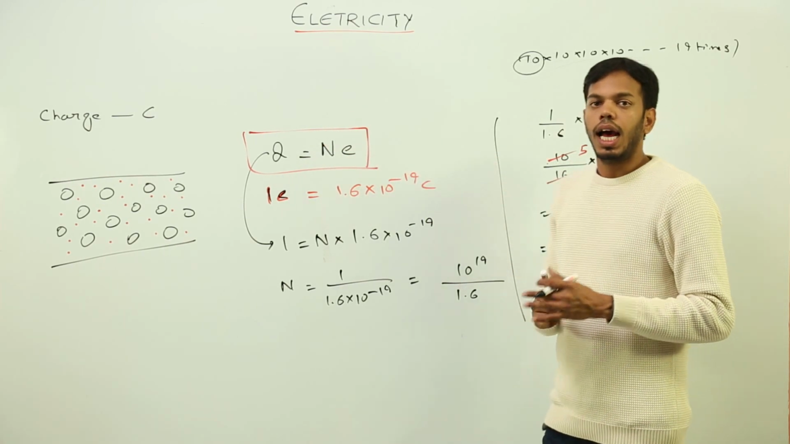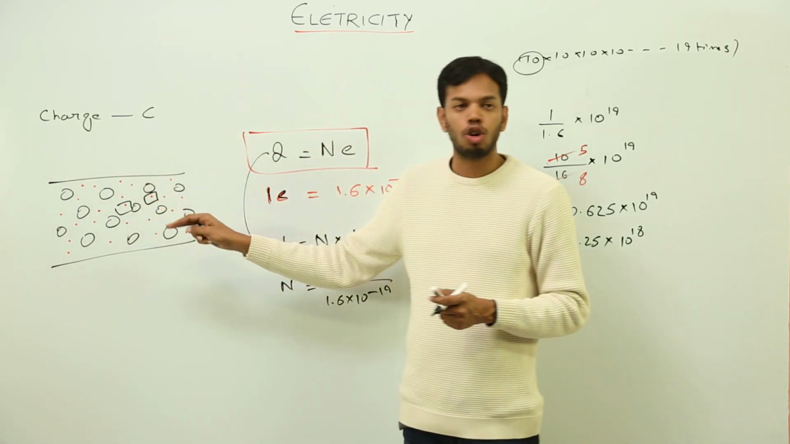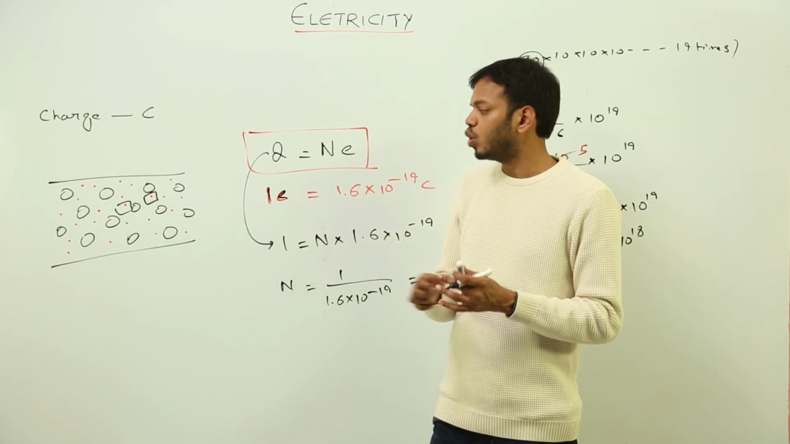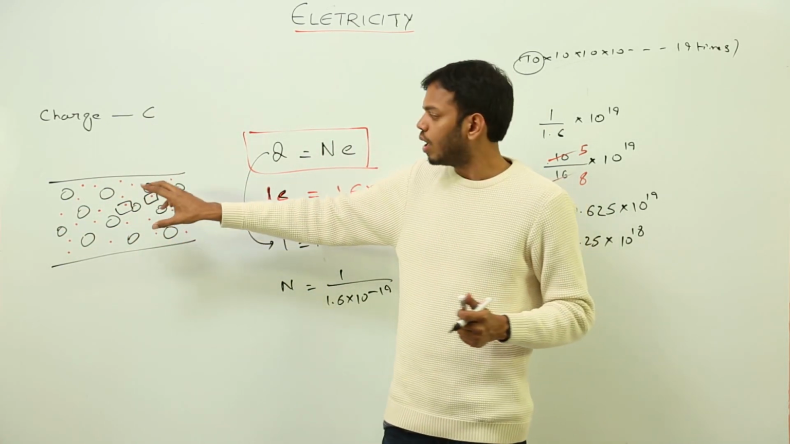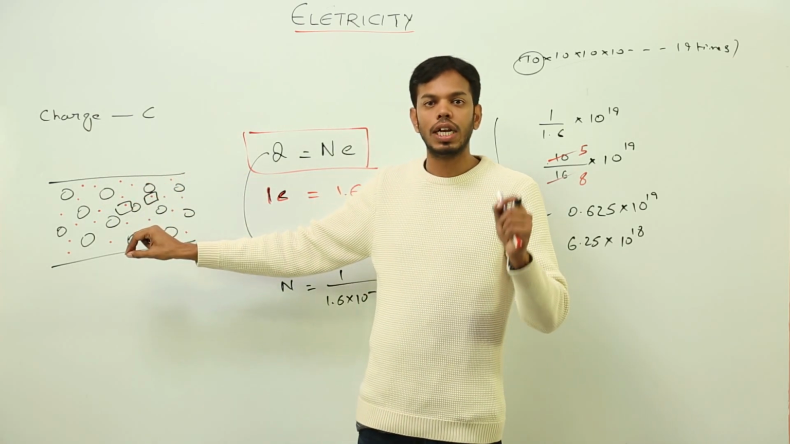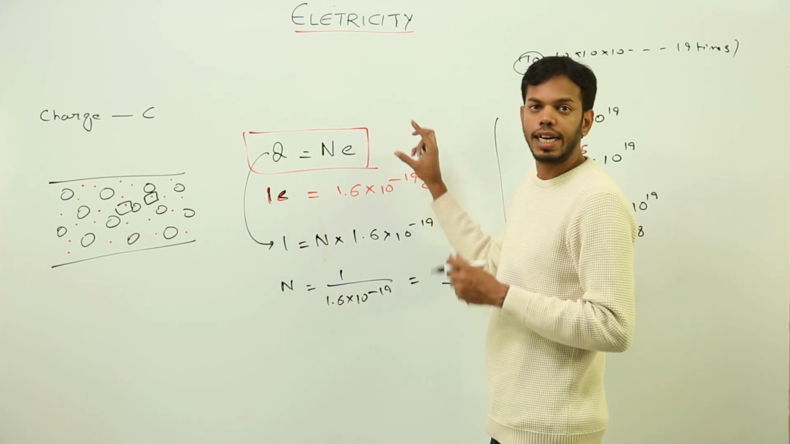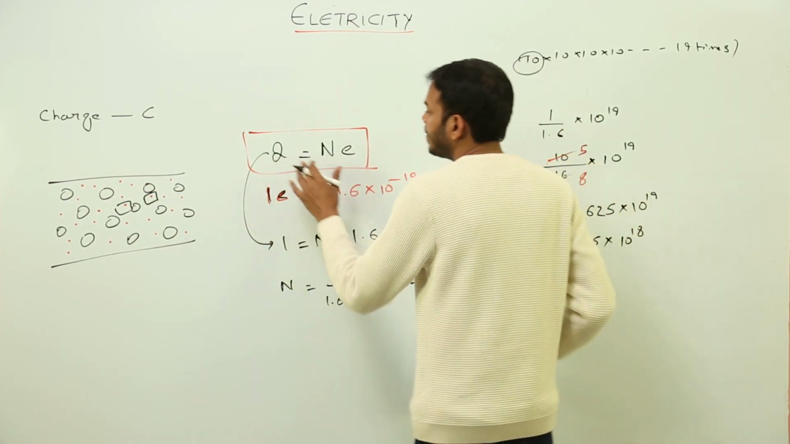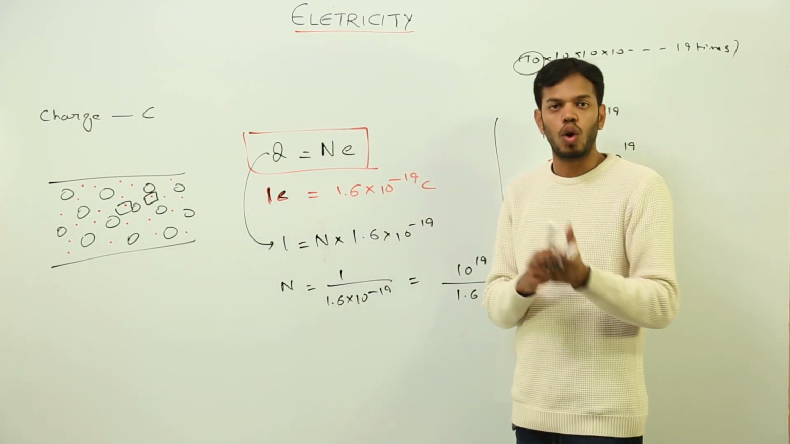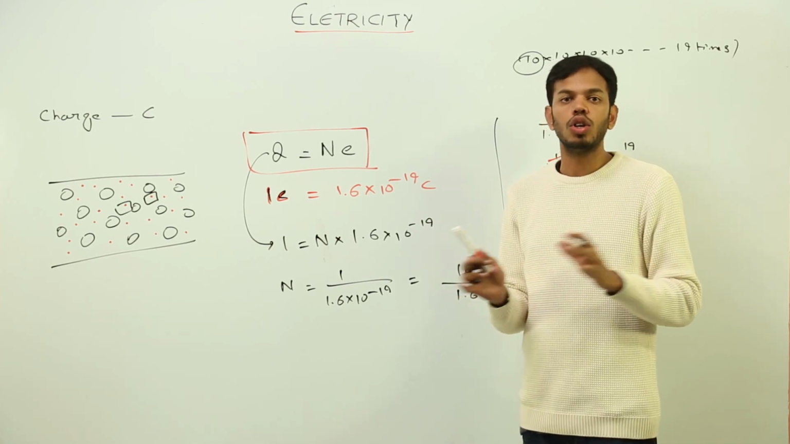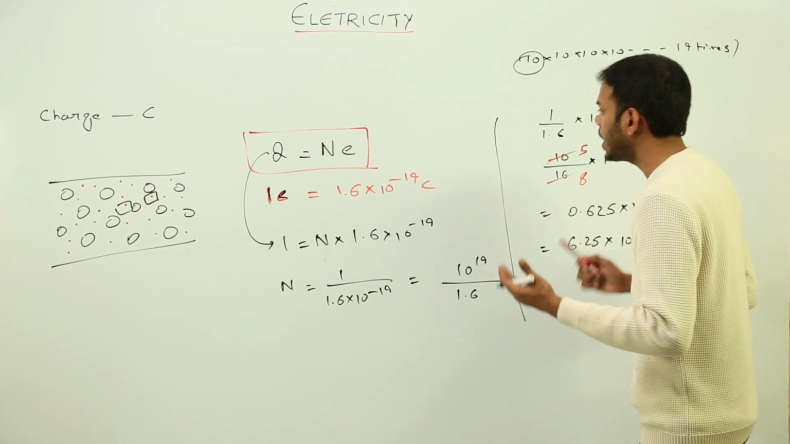Integral multiple means I cannot break this electron and take half of an electron. So the total charge accumulated in any conductor will always be some integer number times the charge on each electron. That is how total charge is made. So the total charge on any conductor is an integral multiple of the electronic charge. This is called quantization. I would like you not to remember this word because it is not in your syllabus. I'm just giving you some additional information.